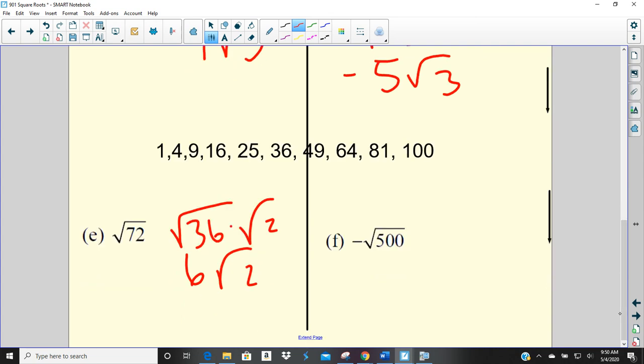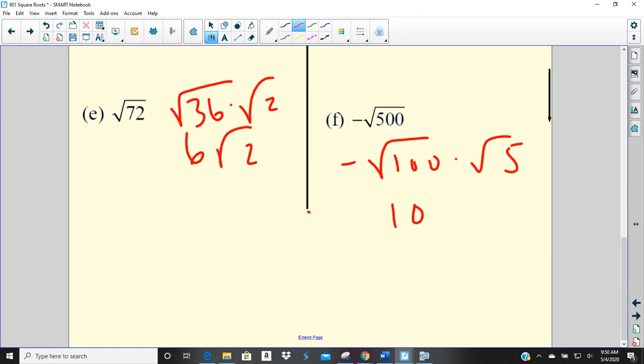Last one, square root of 500. Again, we're looking for the largest perfect square. So I know 25 goes into 500, but you know what else goes into it? 100. So I'm going to do negative square root of 100 times the square root of 5. I'm going to pull out the square root of 100. Square root of 100 is 10. Square root of 5 comes along for the ride, and I put a negative in front, and that's my final answer.